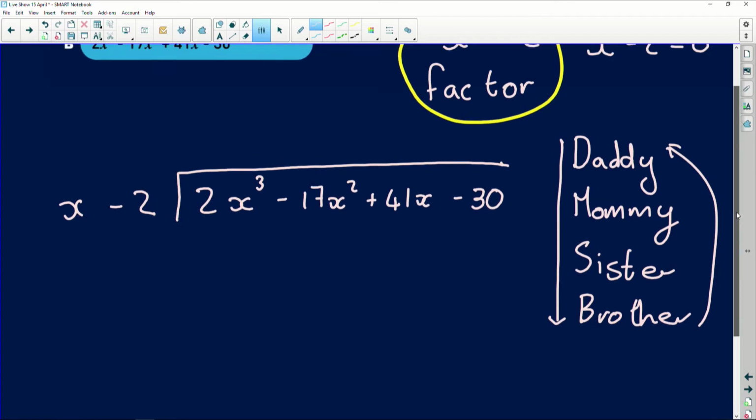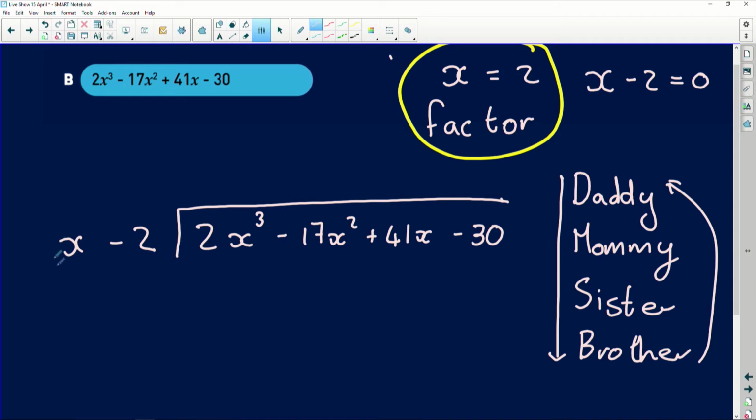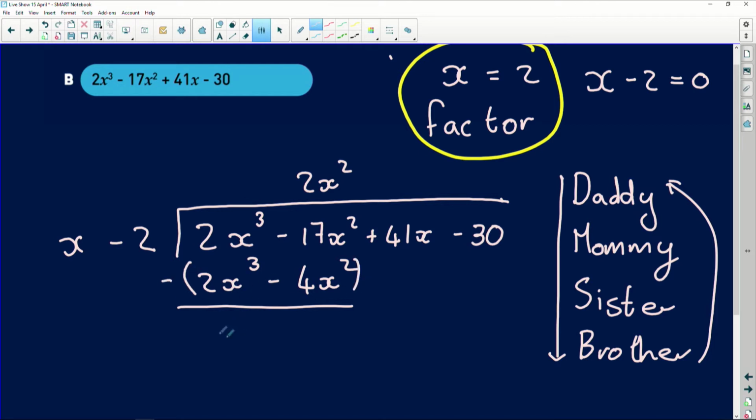Okay, so let's have a look at what we need. When we do the long division method, we've got to ask ourselves, what must we multiply x by to give me the very first term in my equation? So if we've got 2x cubed, we're going to have to multiply x by 2x squared. So 2x squared multiplied by x gets me 2x cubed, and 2x squared multiplied by negative 2 gets me negative 4x squared. Okay, so that's the daddy part done. We've actually done daddy and mommy together over here. The next part is sister, and sister says subtract. So if we subtract what we've just found, we have 2x cubed minus 2x cubed, and that's going to leave us with nothing.